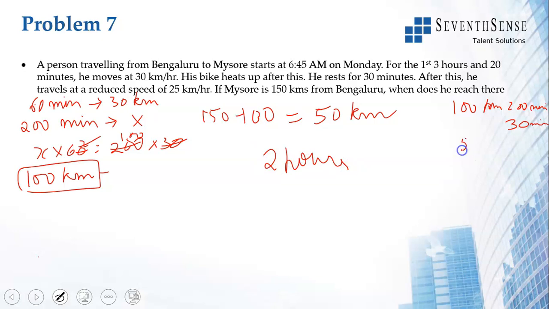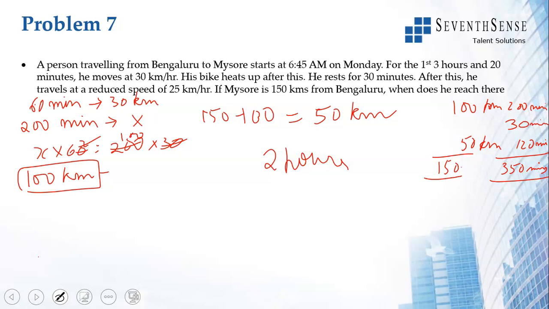So I write 50 kilometers here. And then 2 hours. I don't write 2, I write 120 minutes. So here if I add, it becomes 150 kilometers. This is the distance from Mysore to Bangalore. I add the time: 200 plus 30, 230 plus 120. I get 350 minutes. So from the time he has started, it takes 350 minutes.